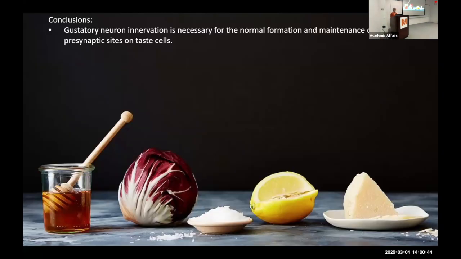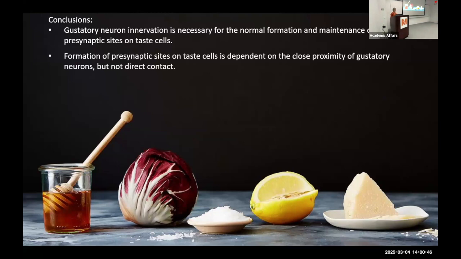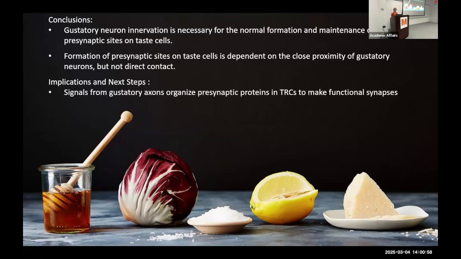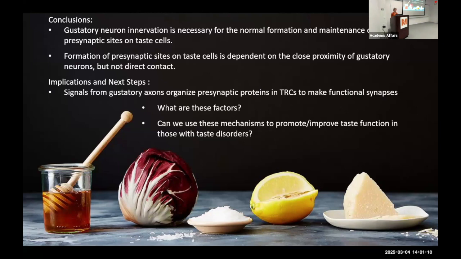So I know we're out of time here, but I think gustatory neuron innervation is really necessary for the formation and maintenance of presynaptic sites. It's dependent on the proximity of gustatory neurons, but not direct contact. So this indicates to me that signals from gustatory axons are helping to organize the presynaptic proteins in the taste receptor cells to make functional synapses. And so now the big question is, what are these factors, and can we use this mechanism to help promote or improve taste function for those people who have taste disorders?